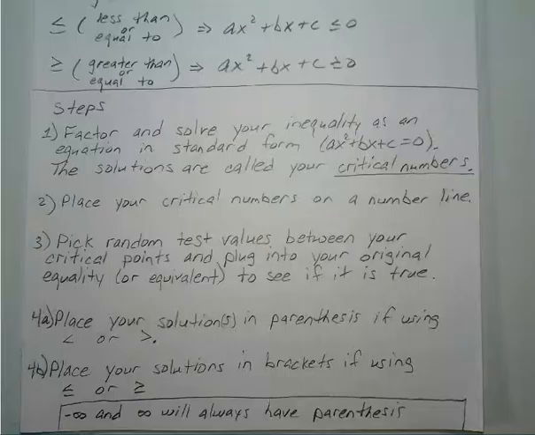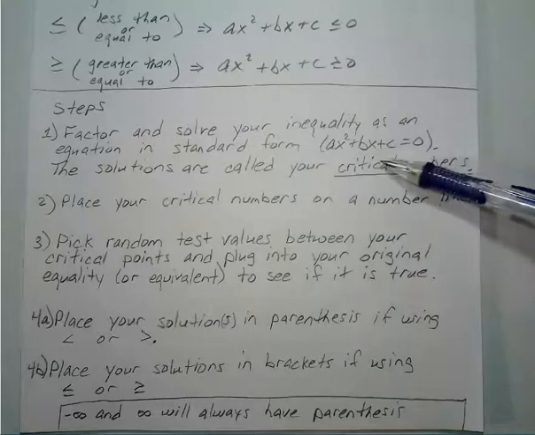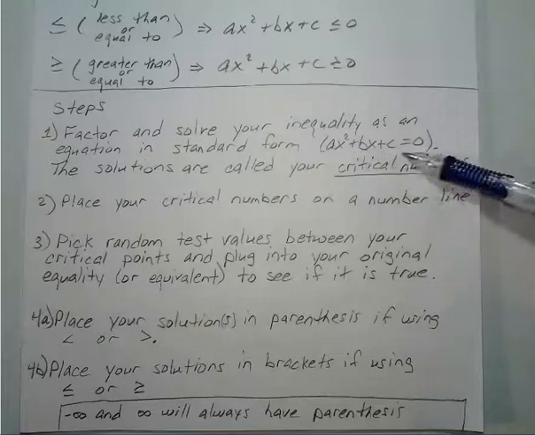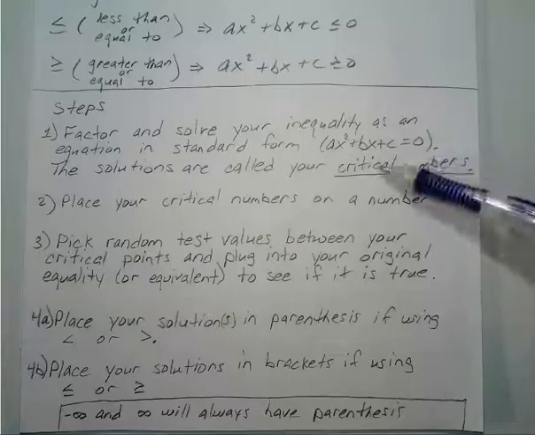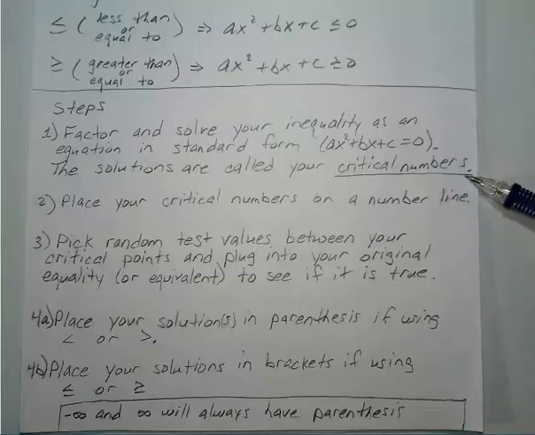Your first step is you want to factor and solve your inequality as an equation in standard form. So if you have ax squared plus bx plus c equals 0, you're going to factor that left side. Once you get those solutions, the solutions are called your critical numbers.